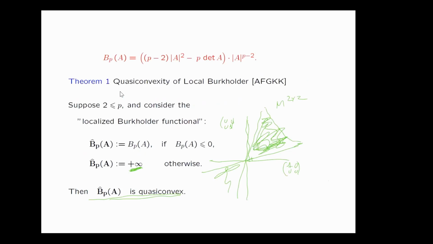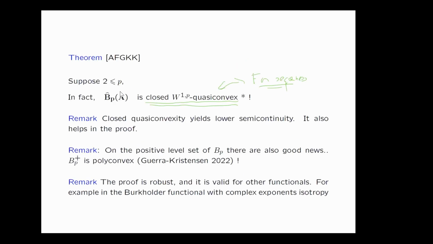Let me go back to this picture. So we have shown that here it is quasi-convex in its negative part. So we could look at the complementary situation, when we are restricting our Burkholder functional to matrices where it's positive. There it is even better: it's polyconvex. That's a pointwise characterization actually, and it's a result of Guerra and Christensen. In particular, it is quasi-convex. So it is quasi-convex when we restrict it to these positive values, and it is quasi-convex when we restrict it to negative values.